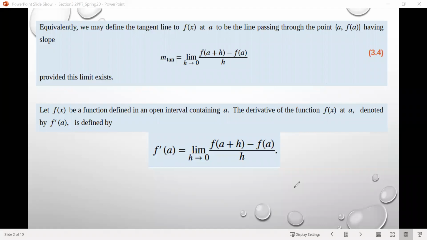the m sub tan equals limit as h goes to 0 of f of a plus h minus f of a over h. That's our formula for finding the slope of a tangent line at a point a on a function f of x. And then down here, this notation with f prime of a, remember that apostrophe we read as prime, that represents the derivative at that point. And again, the derivative is just a fancy way of saying the slope of the tangent line. And we're going to generalize the idea of the derivative a little bit more in this section.